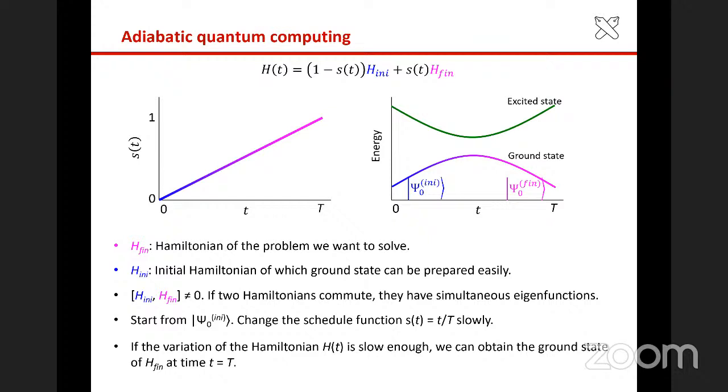If we change the Hamiltonian very rapidly, there are some transitions from the ground state to excited states. So if we sweep the Hamiltonian very fast, we can obtain not only the ground state, but the obtained wave function can be contaminated by the excited states. So how to set the evolution time is very important.